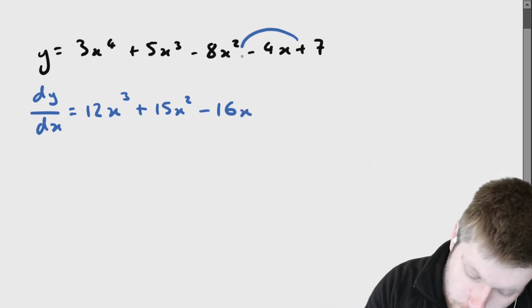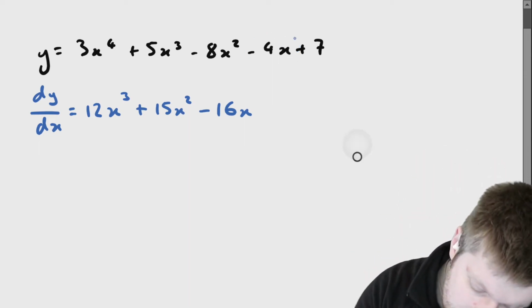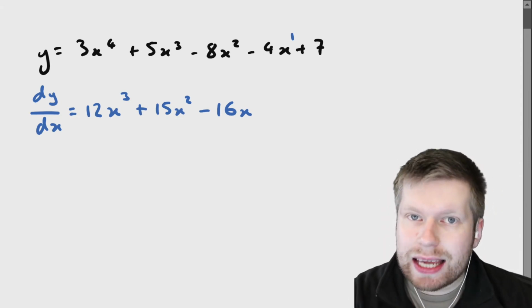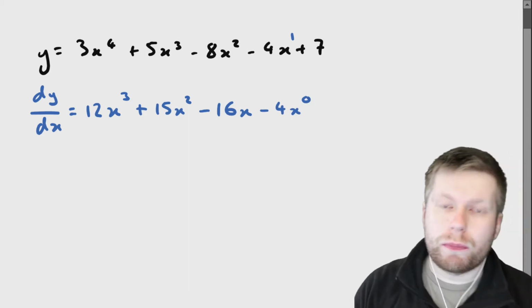If I look at the next one, you're looking at that and going, there's no power of x on there. Well, there is, it's just hiding, it's x to the power of 1. So if I bring the power down, I get negative 4 times 1, which is negative 4, and then I get x to the power of 0, okay?